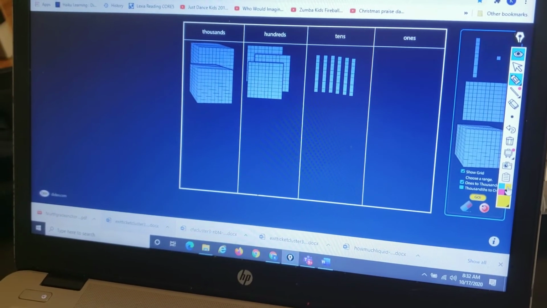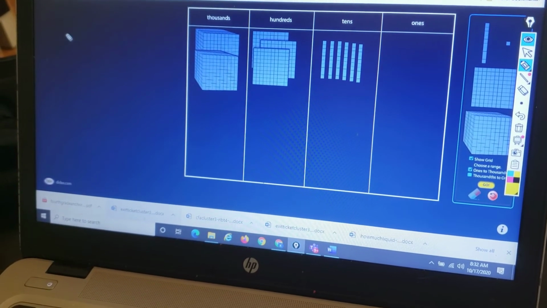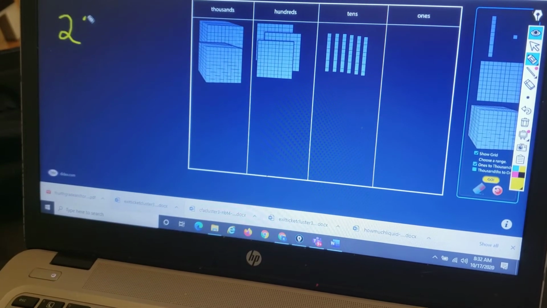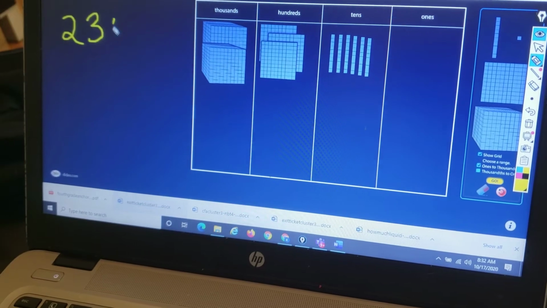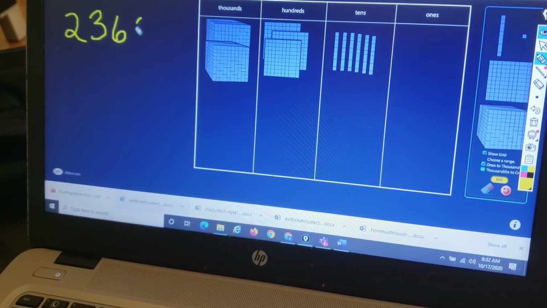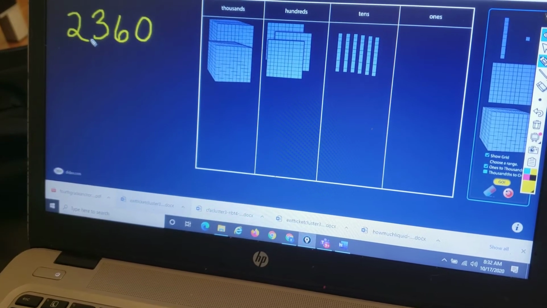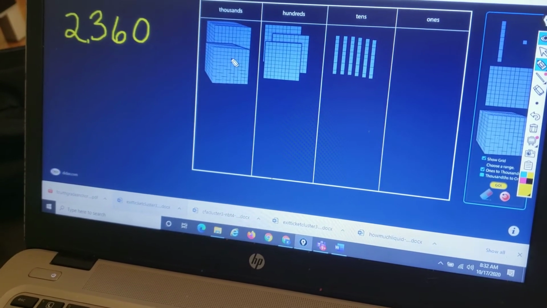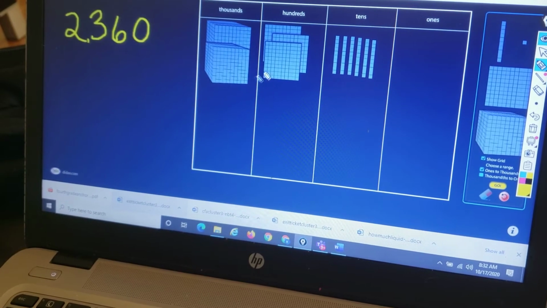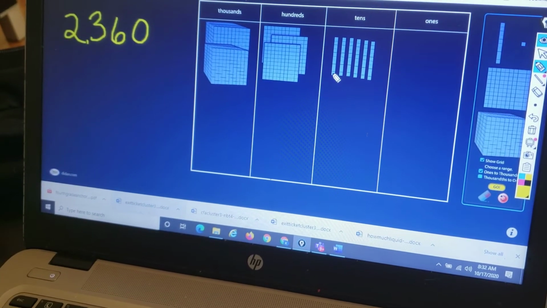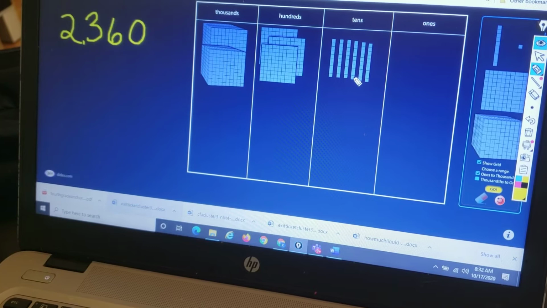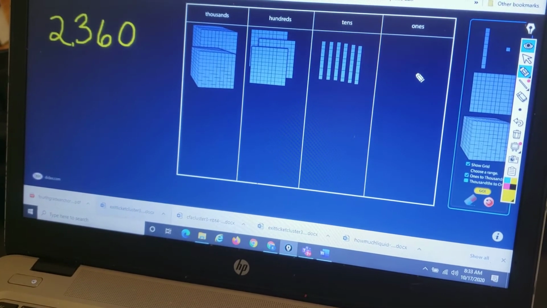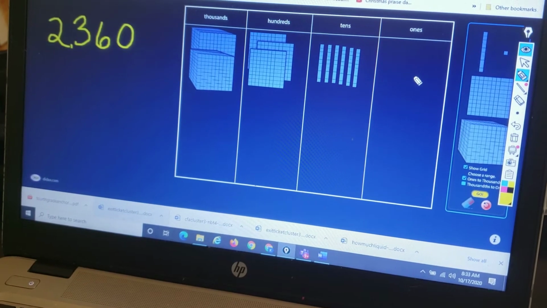Okay, Mrs. Phillips. Mrs. Phillips earns $2,360 a month. And this is the amount that she earns broken down by place value: 2,000s, 300s, and 60, which is six 10s. And no ones, because she doesn't have anything in the ones place right now.